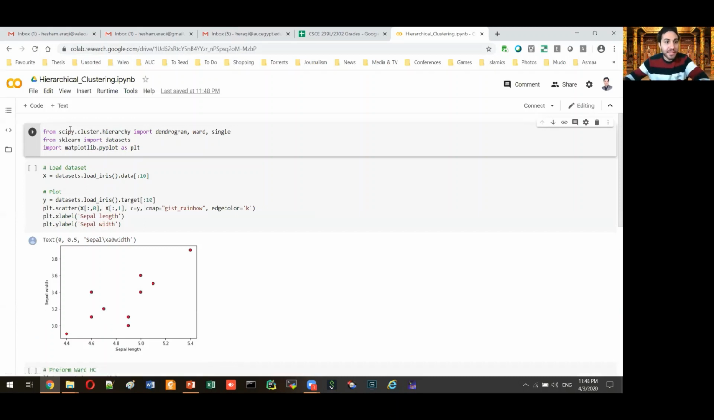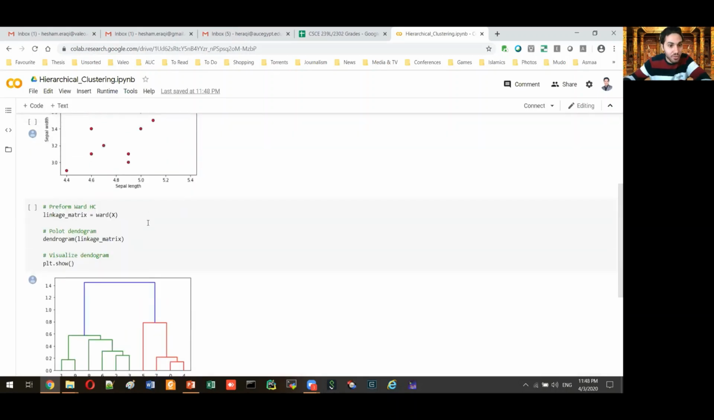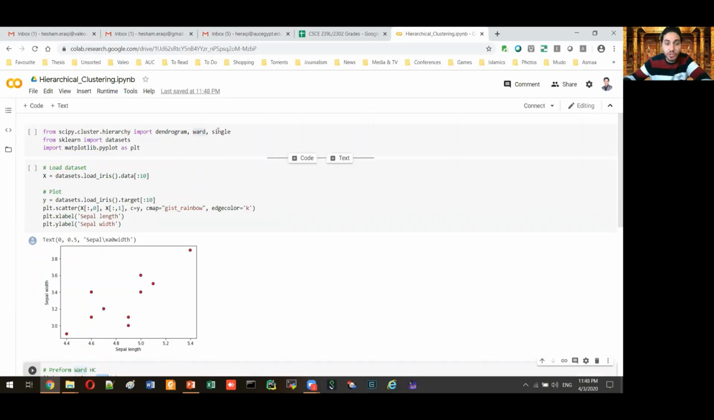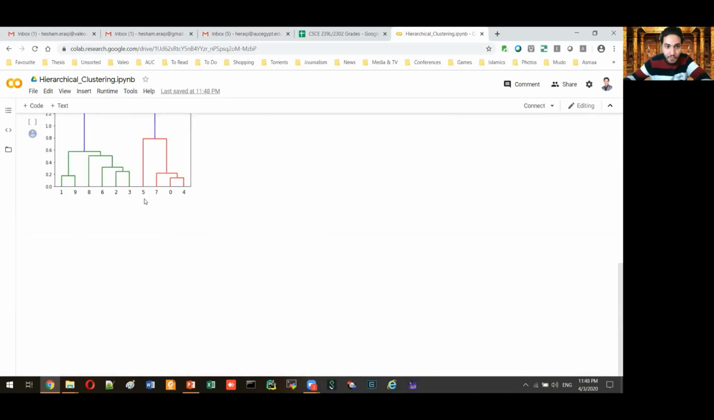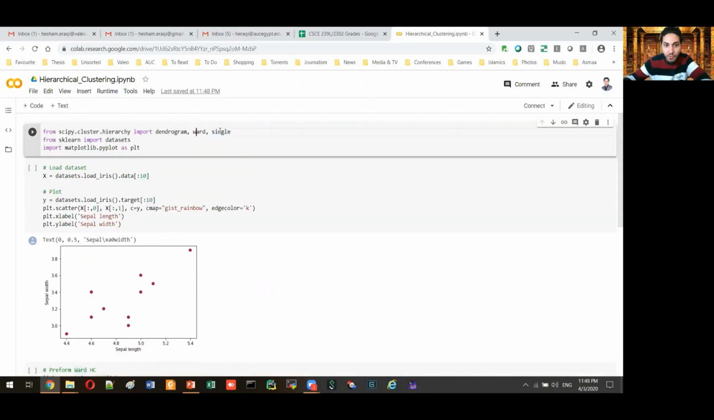So from the scikit cluster hierarchy package, we import the dendrogram, ward and single classes. Yeah, I think we don't use single in this code. We use ward, but we don't use single. You can, but here I'm showing you how you might import the different kinds of hierarchical clustering. We load the datasets from scikit-learn and plot, because we are going to plot our data.